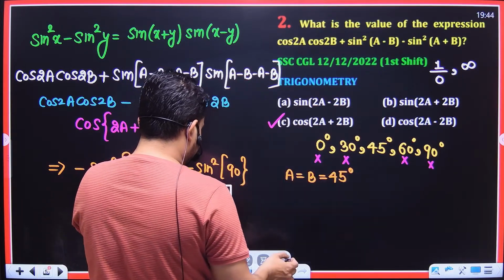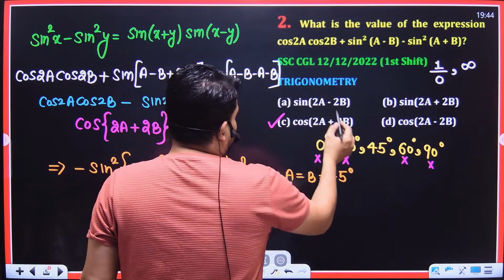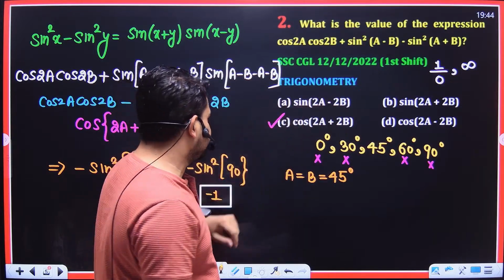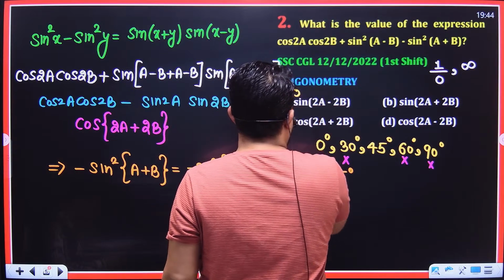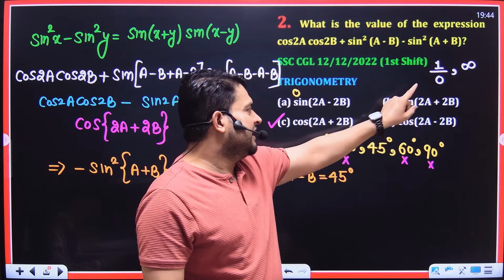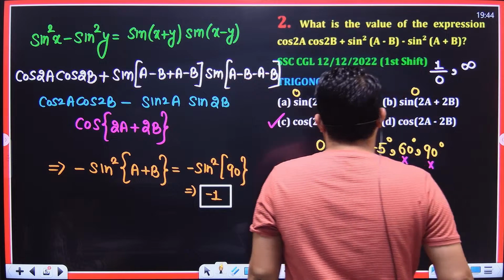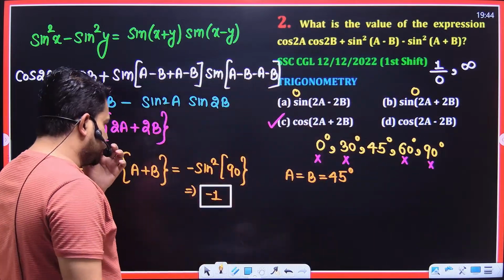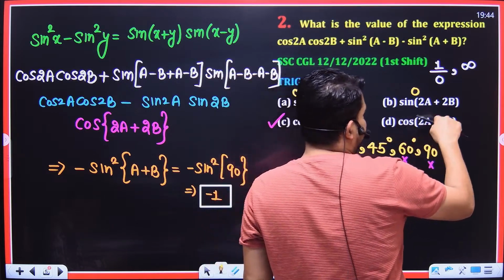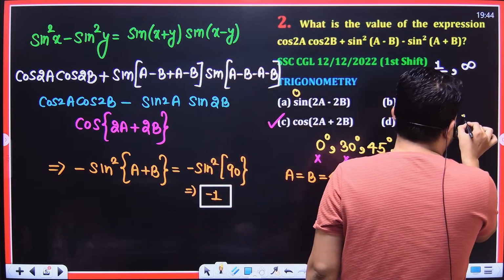See, if I take the first option, a equal to b equal to 45, then 90 minus 90 is 0, and sine 0 is equal to 0. This one will give me 0. This one will give me, see, here 2a is 90 plus 90, and 90 plus 90 is 180. Sine 180 is also 0. So these two options are giving me 0, and my answer is minus 1. If I think about this one, 2a minus 2b, that is 90 minus 90, that is 0, and cos 0 is 1, but my answer is minus 1.